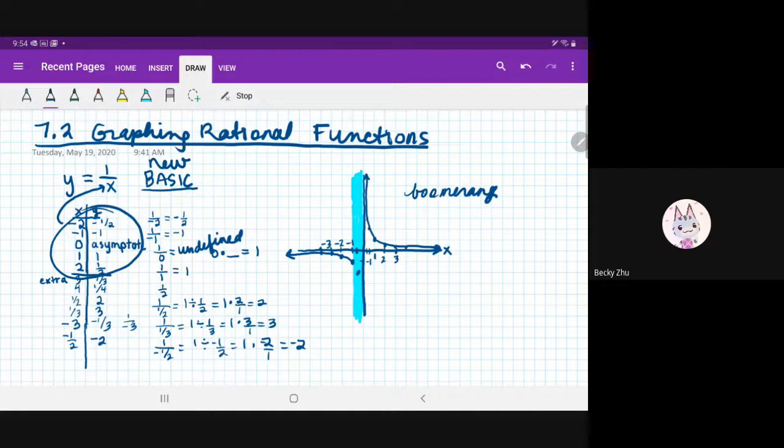Okay, so which way do you think that one goes? What do you think? What direction? Yeah, that's what I'm thinking. I think it goes down. And then it hugs the asymptote.